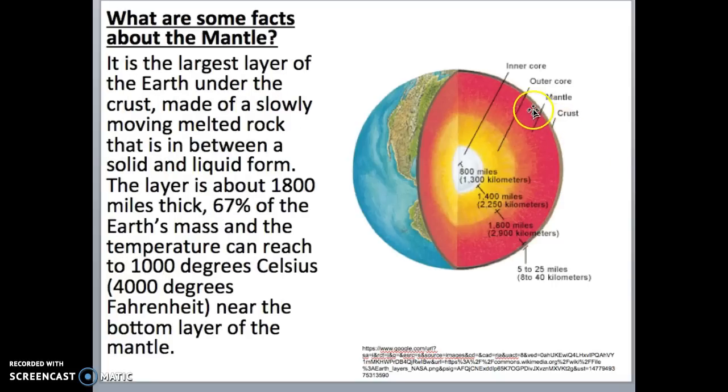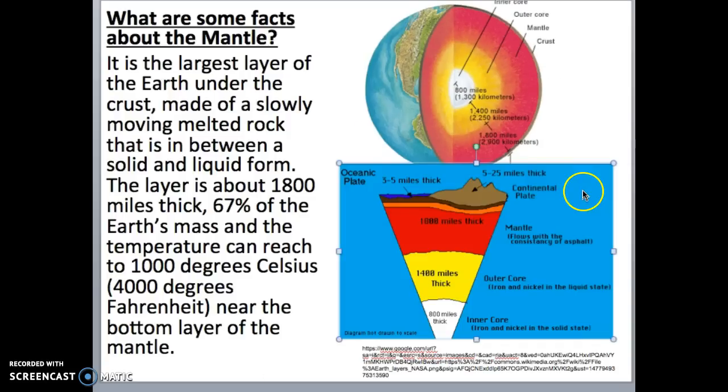Now let's move on to the mantle, the second layer of the Earth. The mantle is the largest layer under the crust. And it's actually made out of very slowly moving melted rock that's in between a solid and liquid form. Alright, I decided to include another picture because this picture is a little bit restricting in terms of seeing the mantle, but in this picture you can see a little bit better. The mantle is right under the crust. You can see here the red part right here.